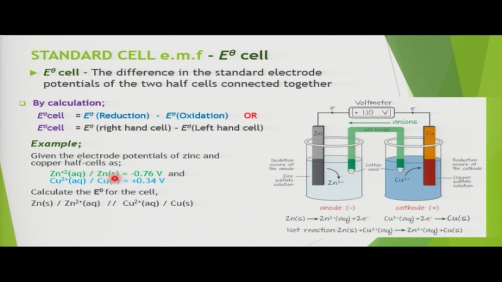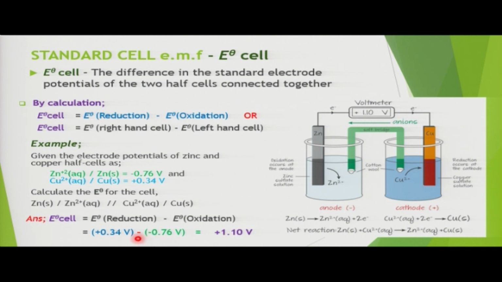Zinc reduction potential is minus 0.76. Copper reduction potential is positive 0.34. We know where these values come relative to the SHE. Can we substitute those values in the formula and get the standard cell EMF? Yes, simple. Substitute the value for reduction and the value for oxidation. You will get this value.